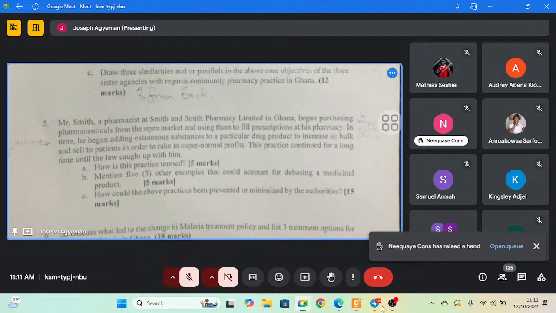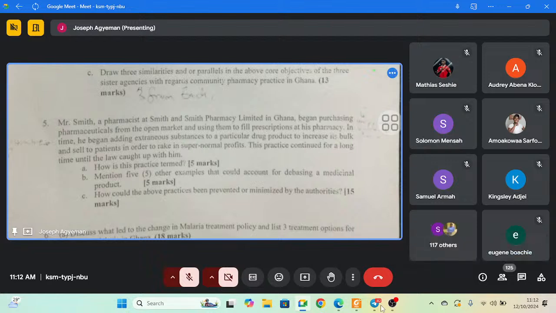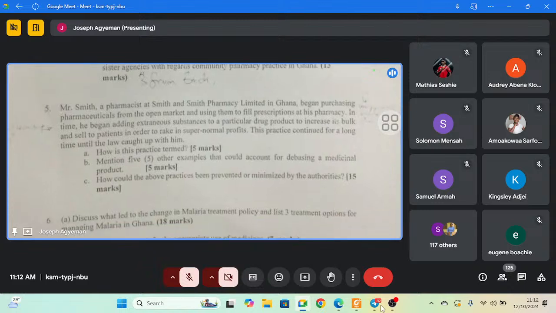Okay. So how would you answer the B? So looking at somebody adding extraneous products or substances for supernormal profit, you said is an act of adulteration. Meaning the B, once you know that is an act of adulteration, you should cite 5 other scenarios that also qualify to be termed as acts of adulteration. So can you cite 5 other ways by which somebody can commit an act of adulteration? Class captain, can you give me somebody to help?